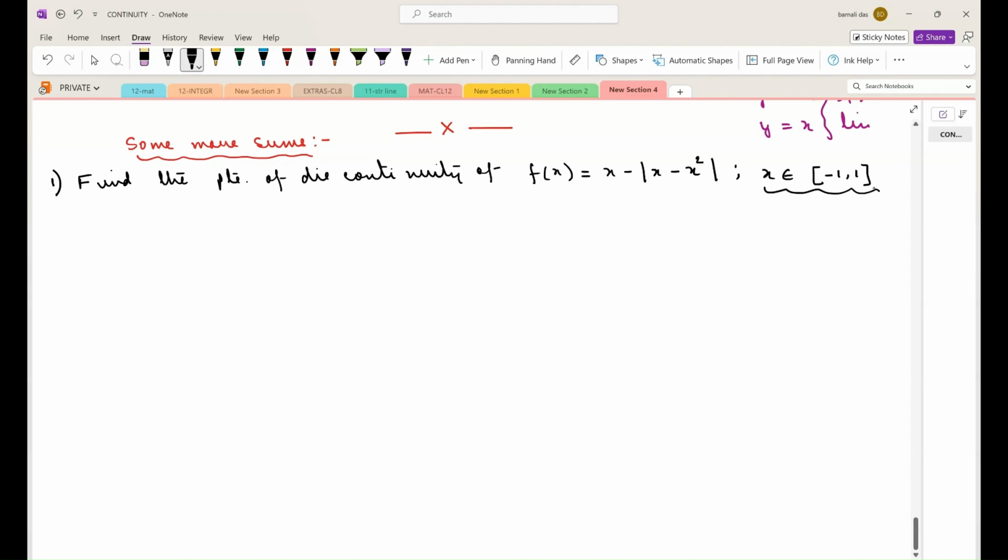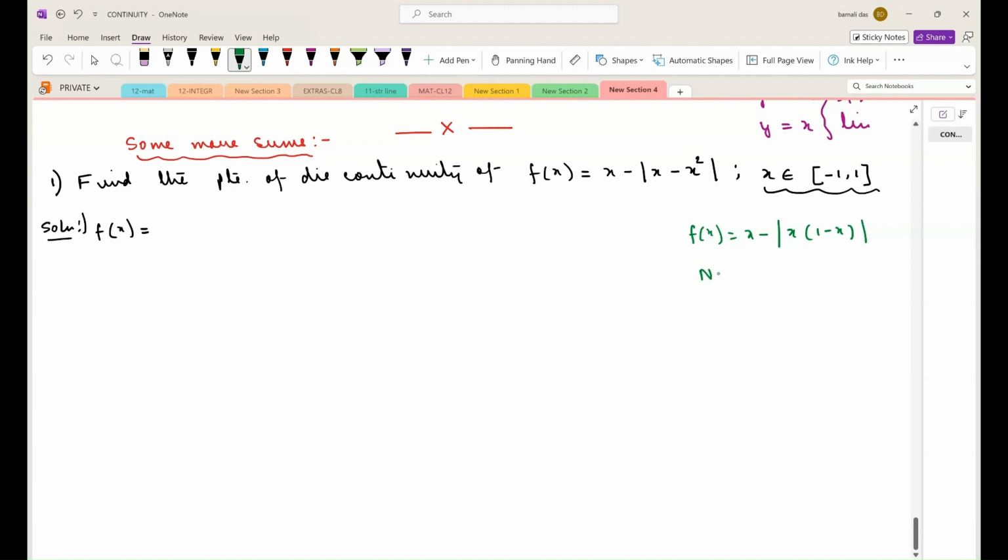So what we do is, I told you that if there is mod, always redefine the function. So the first thing is we want to redefine the function. Now to redefine the function we have to break down the mod. Let me do it here on the right hand side. Here the function is f(x) equal to x minus mod of, if you take x common here, then it is 1 minus x.